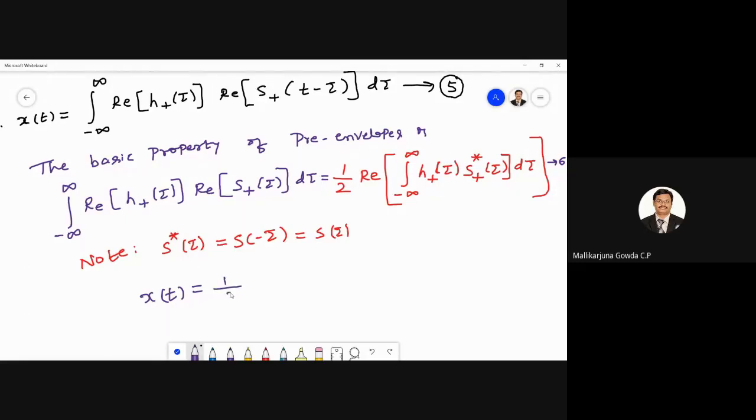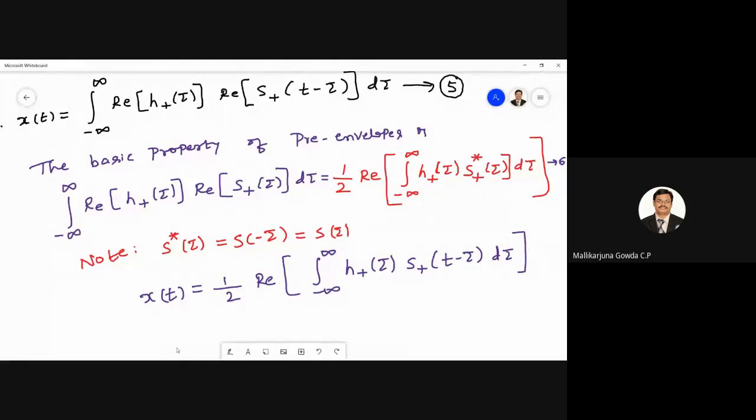So I can write this as 1 by 2 into the real part of the integral from minus infinity to infinity of h plus of tau into s plus of t minus tau into d tau. And I said how that complex conjugate will be, that is x conjugate of tau can be written as s of tau. The same way I have written this s plus of t minus tau. I think that is understandable, I feel.